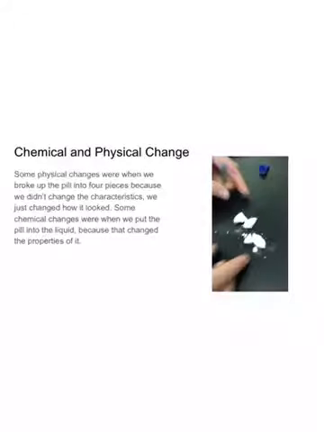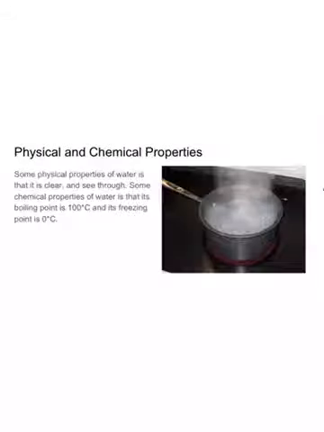Some physical changes were when we broke up the pill into 4 pieces because we didn't change the characteristics, we just changed how it looked. Some chemical changes were when we put the pill into a liquid because that changed the properties of the liquid. Some physical properties of the water is that it's clear and see-through, but some chemical properties is that the water's boiling point is 100 degrees Celsius and its freezing point is 0 degrees Celsius.